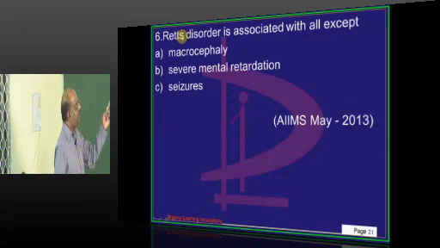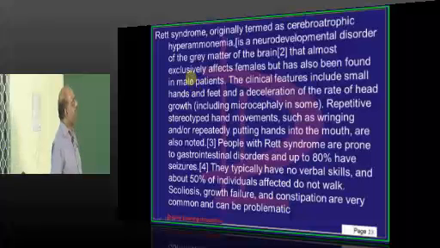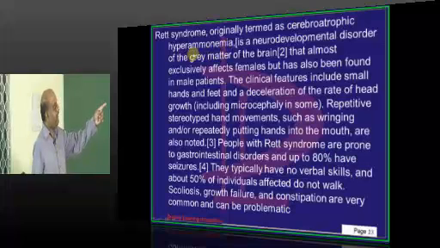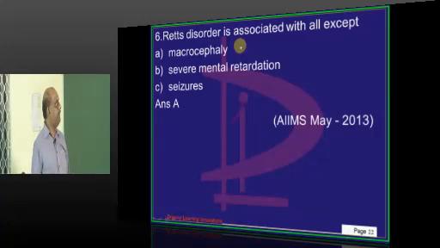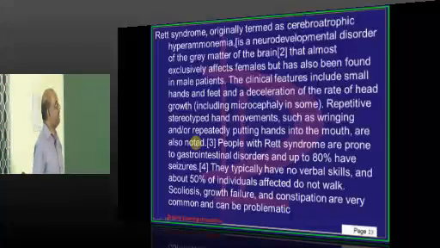Alright. Rett's disorder. What is the other name given for it, doctor? Cerebroatrophic hyperammonemia is a neurodevelopmental disorder. You have microcephaly with mental retardation, not macrocephaly.